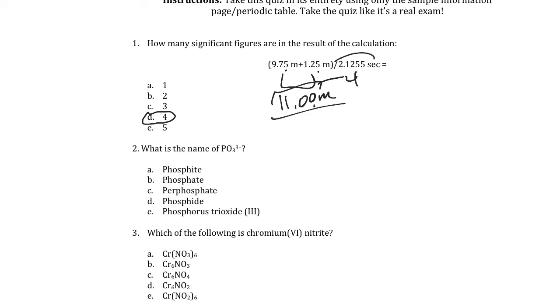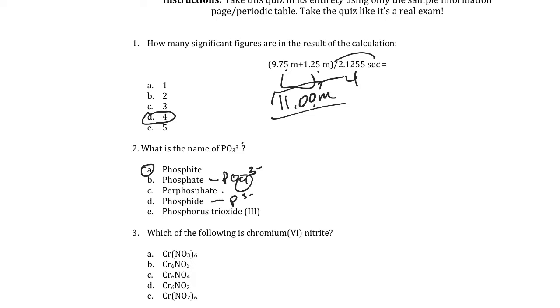What is the name of PO3 3 minus? That's phosphite. We just have to remember phosphate is PO4 3 minus. Drop an O, keep the charge. That's phosphite. These other things are kind of like, if you add an O, that would be perphosphate. Phosphide is P3 minus. Phosphorus trioxide 3 is just kind of made up. That's not anything real. So the answer is A.